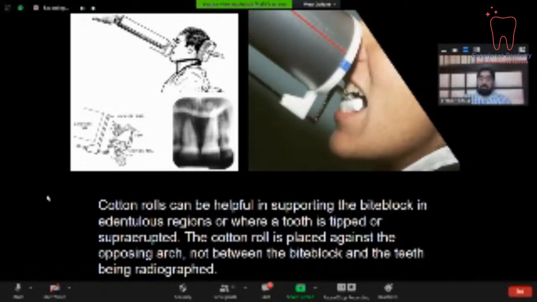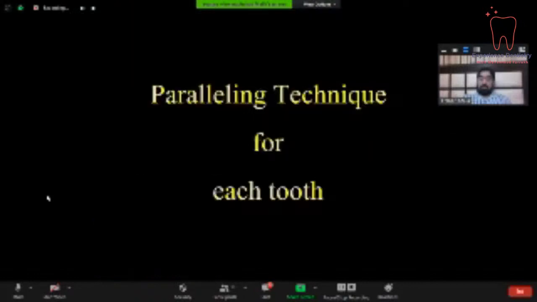Here you see the same device, the indicator for the PID. That is the intraoral, and that is how you are going to take the X-ray. You see the film is touching the palate, and the device is touching the upper and lower teeth. If you feel a gap, you place the cotton right here, and that is the parallel extension, and that is how you are going to get a good X-ray.